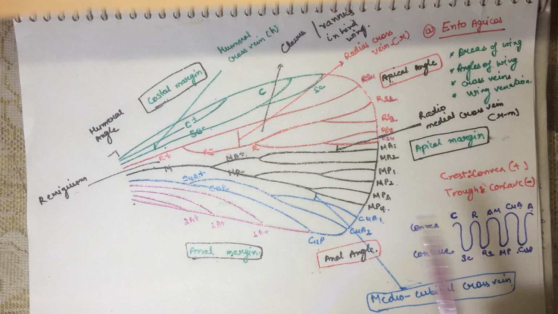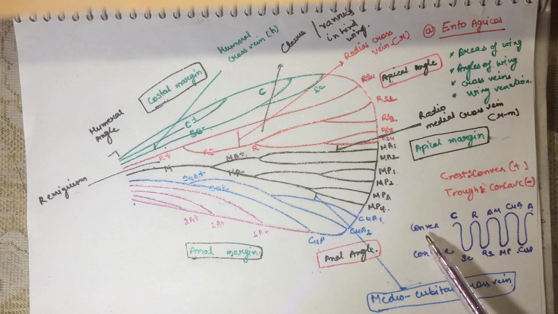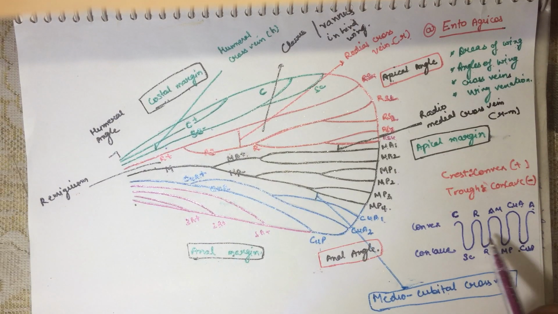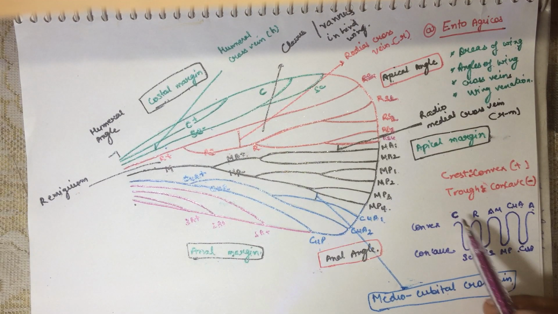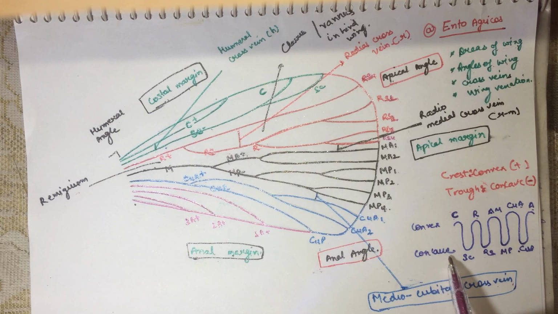So now I can tell you which are the convex and the concave veins. I have drawn over here the costa, radius, anterior median, cubitus anterior, and the anals. They are the convex veins, whereas among the concave are the subcostal, radial sector, posterior median, and the cubitus posterior. So this was all about insect wing venation, its areas, its angles, and the cross veins.